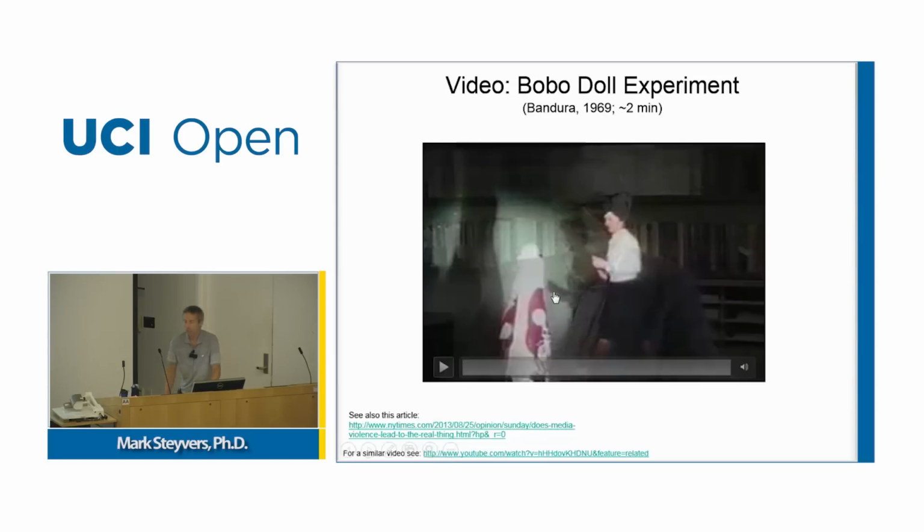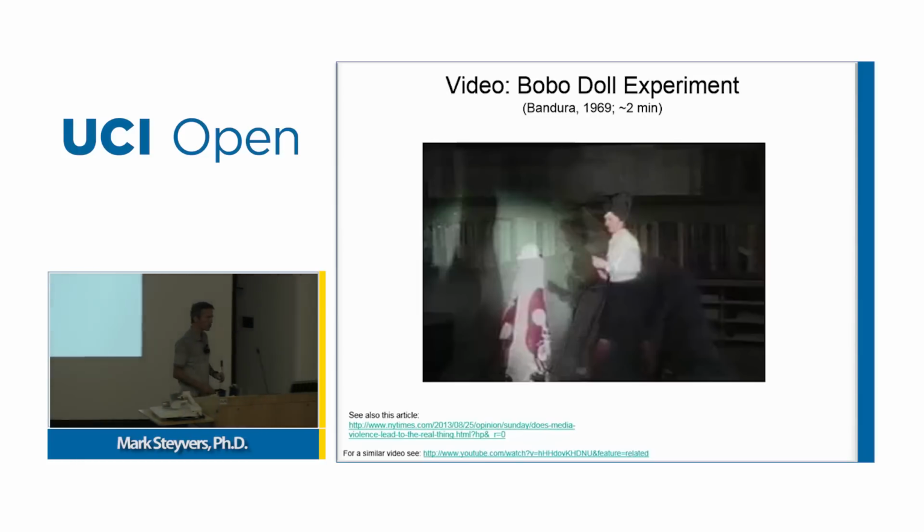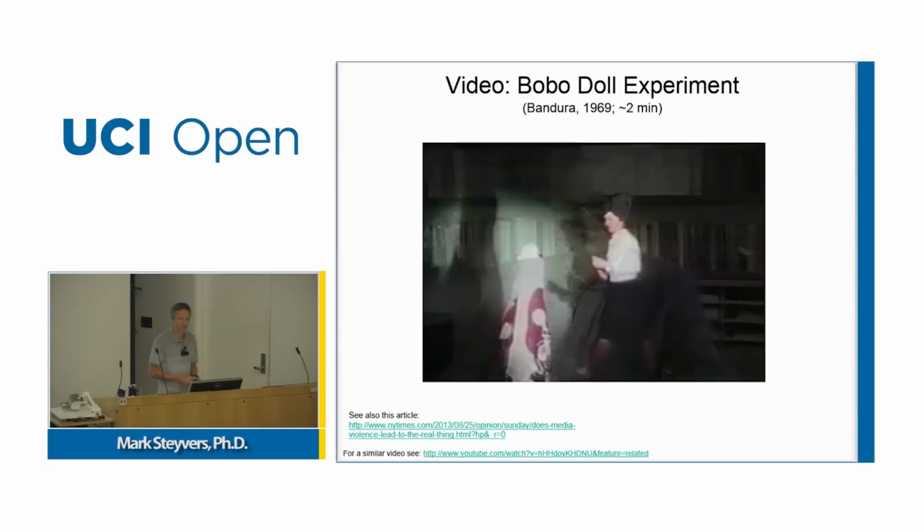interacting with this Bobo doll. It's a plastic inflatable doll that can move back and forth. And as you'll see, the adult will display some aggressive behavior towards this doll. There are some 4-year-old kids in this room observing this behavior. Then Bandura was interested in what the kids would do after seeing this adult in action.